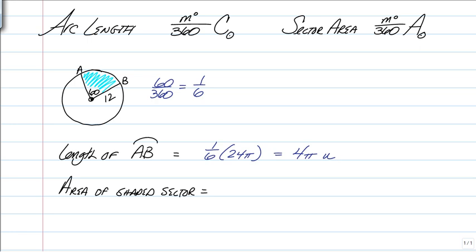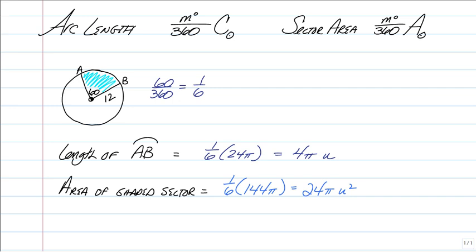To find the area of the sector, it's 1/6 of the area of the circle. So since we have a radius of 12, the area of this circle would be 12 squared pi, which is 144 pi. And 1/6 of 144 is going to give you 24 pi units squared. And that's it. That's it for circles.